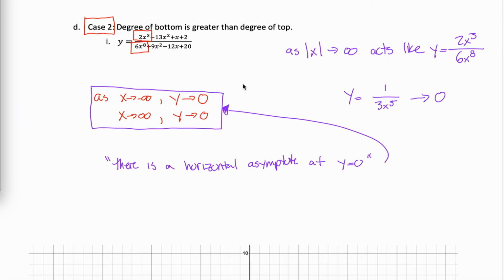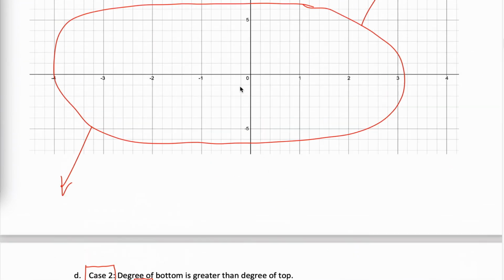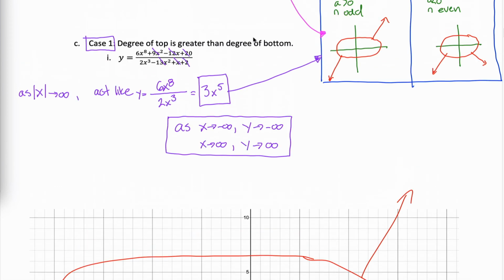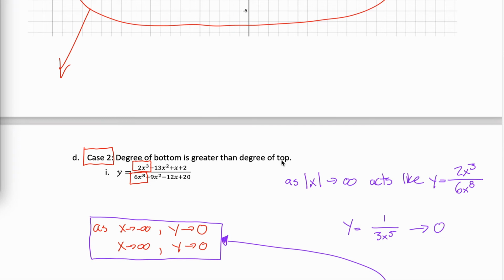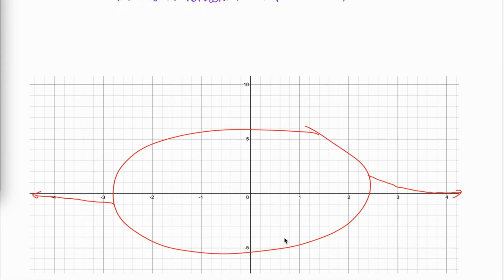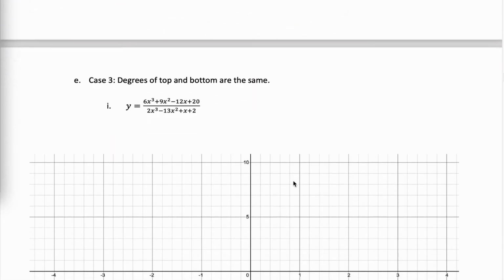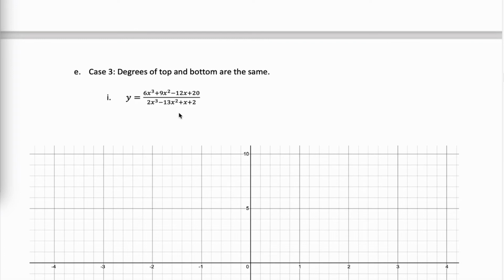But we're not done. There's 3 cases. We looked at the case where the degree of the top was bigger than the degree of the bottom. We looked at the case where the degree of the bottom was bigger than the degree of the top. But what if the 2 degrees are the exact same? Well, that's case 3. Suppose we consider this rational function, 6x cubed plus 9x squared minus 12x plus 20, divided by 2x cubed minus 13x squared plus x plus 2.